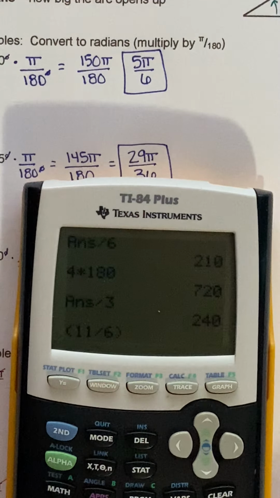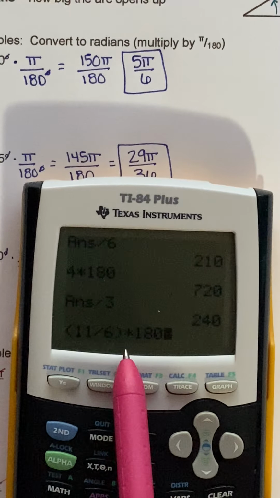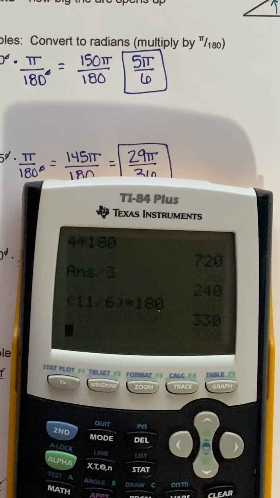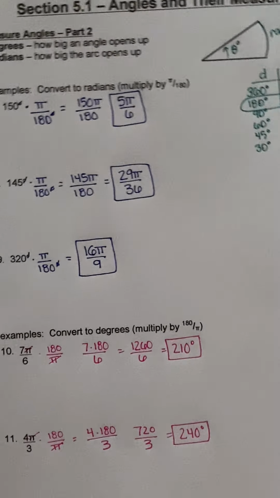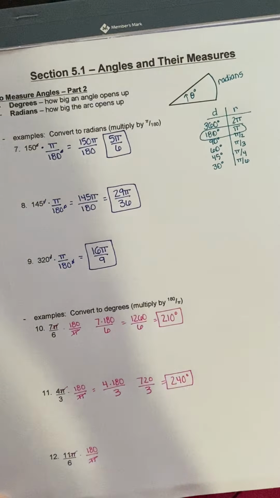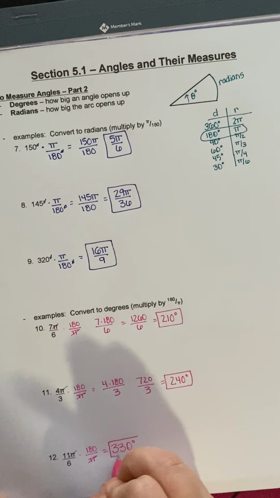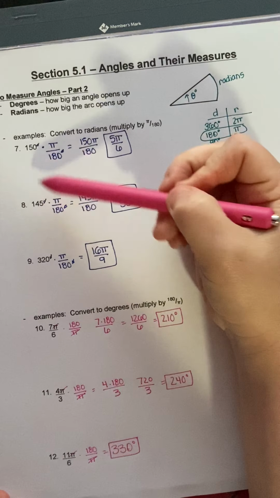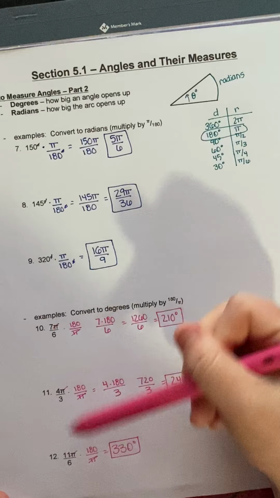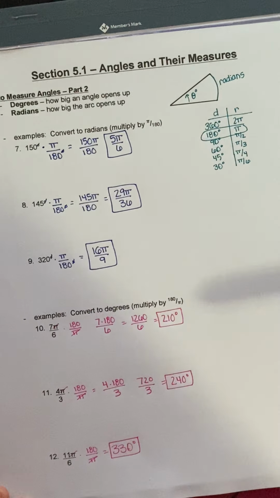So 11 divided by 6, and then I'm just going to take that and multiply it by 180. Now, I don't really need this multiply sign right here since I have parentheses, but we'll go with it. And that gives me 330 degrees. So this last problem right here, when I solved it, gave me 330 degrees. So you show as much or as little work as you need to get you there. So these are two different ways that we can write angles. We can write them as degrees, or we can write them as radians. Degrees is going to have the little degree symbol here. Radians is always going to have a pi within your problem.